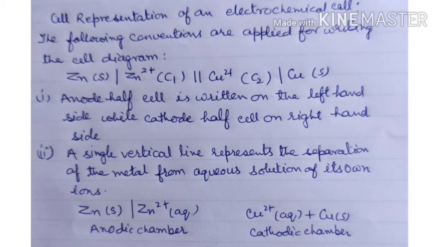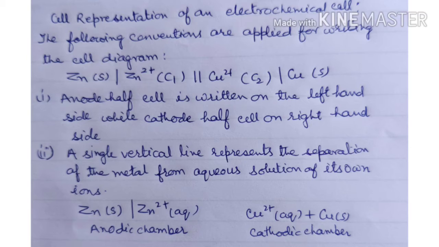Okay, so the anode is zinc solid, which is converted into Zn2+, and the concentration is C1, written in brackets. And then a double line is there, then copper Cu2+ with concentration C2 and copper solid. So, first point: the anode half cell is written on the left hand side while the cathode half cell is on the right hand side. So when we write the cell, you have to first write the anode, and afterward the cathode.